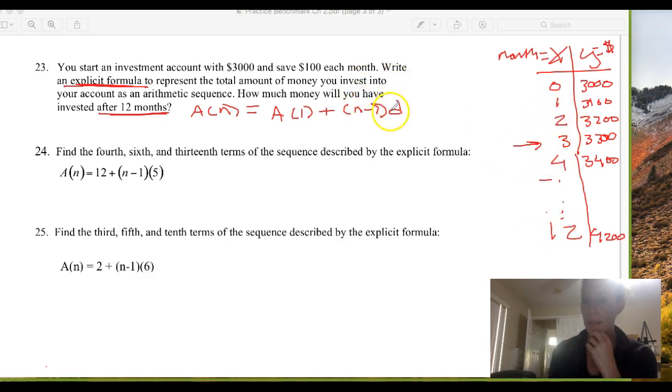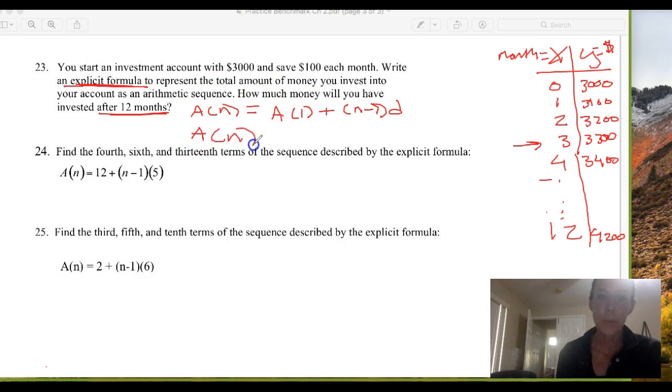1 less times the common difference. So I start with my first term, 1 less than the common difference, and that will be the number of times I add it, okay? So that's where this comes from. 1 less than the common difference, add that to your first term. So my explicit formula looks like this.